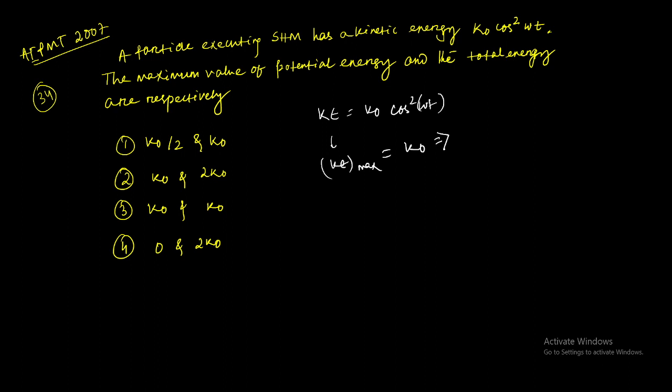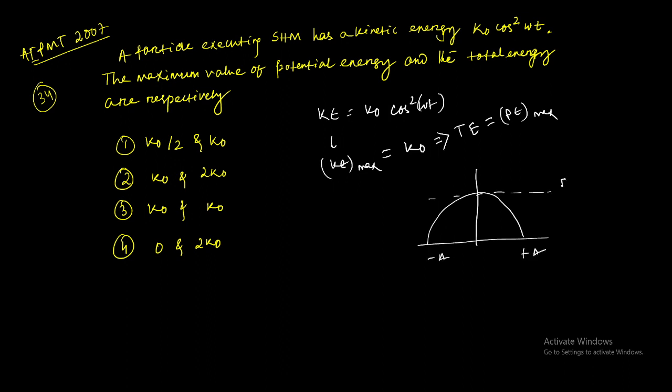And you know that the maximum value of kinetic energy is the same as your total energy, and the same as your maximum value of potential energy, because in this graph, this will be your minus A, plus A, this will be your total energy here, and this graph is basically at the extremum position where the kinetic energy is 0.